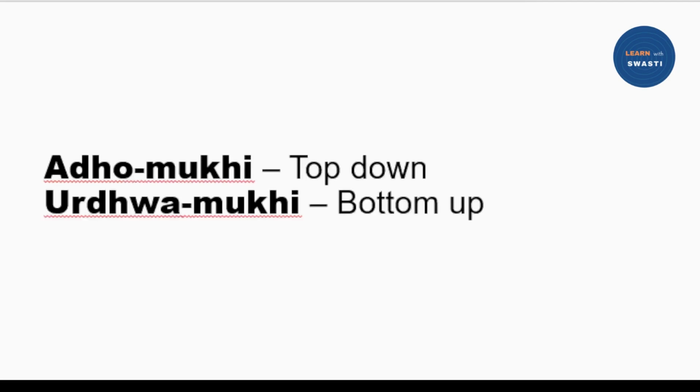Again, the top down and the bottom up. The top down is called adhomukhi. Now this is a little confusing because in Hindi the word adho means down and mukhi means looking down. So mukhi is face. So you're facing down. So remember it like that. Adhomukhi is the top down approach, whereas the word urdhva in Sanskrit means top. So you're looking up. Urdhva mukhi is bottom up. So you'll have to remember this.